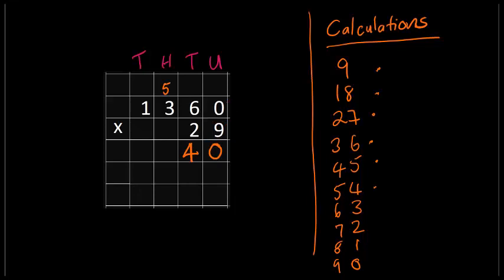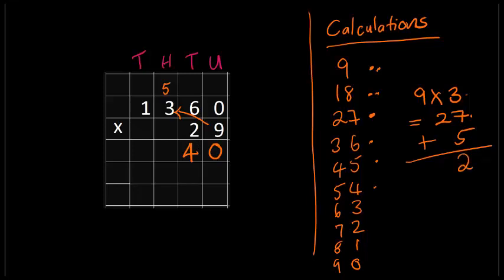Next up, I'm going to say 9 multiplied by 3, and that's going to be 9, 18, 27. Then I'm going to add the 5. So I'm saying 9 times 3 equals 27. 27 plus 5. 7 and 5 is 12, so that's going to be 2, carry 1 over. 2 and 1 is 3. So my answer is going to be 32. I'm going to write the 2 down, 2 units, and I carry the 3 over.